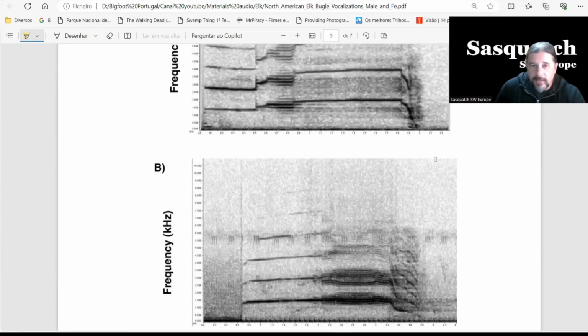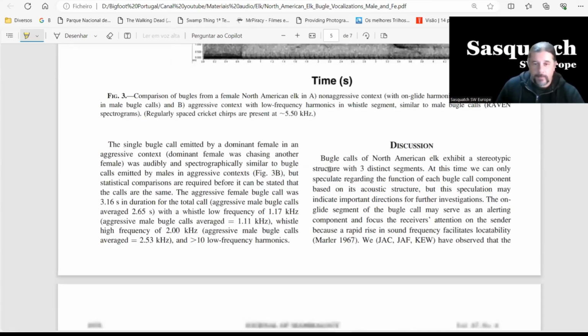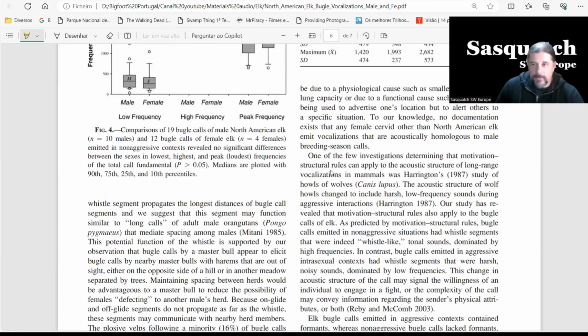So you can see them here starting on the first formant, that is the one generally with more energy, at 1000 to 1500 hertz around that. Second formant around 3000 hertz, and so on. So I think this is it.